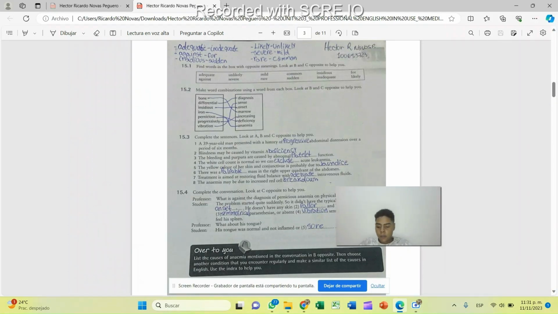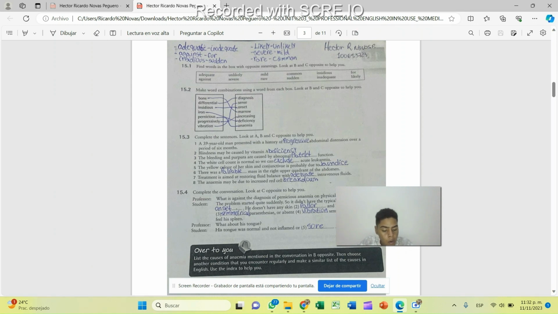Chapter 15. 15.1. Find a word in the box with the opposite meaning. Acute, insidious. Ahead, behind. Insidious, sudden. Likely, unlikely. Severe, mild. Rare, common.